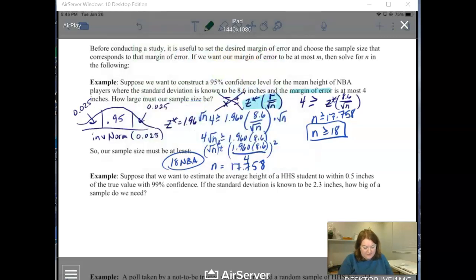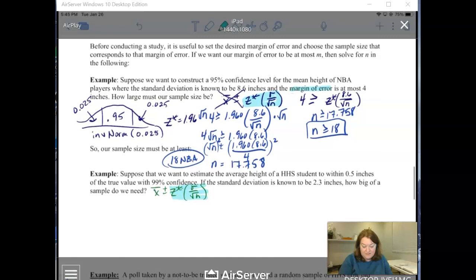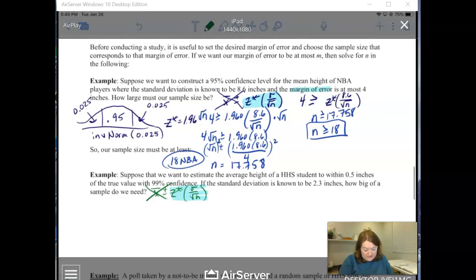So let's see, so again, we're doing x bar plus or minus z star with sigma over square root of n, and again, because it's margin of error, I'm only focusing on this amount, and I get to ignore this, okay? So what is the number that they said they wanted to be within? They wanted to be within 0.5 inches. So 0.5 should be the most we ever get. So the other side is going to be less than. We're going to start plugging in all of our stuff.